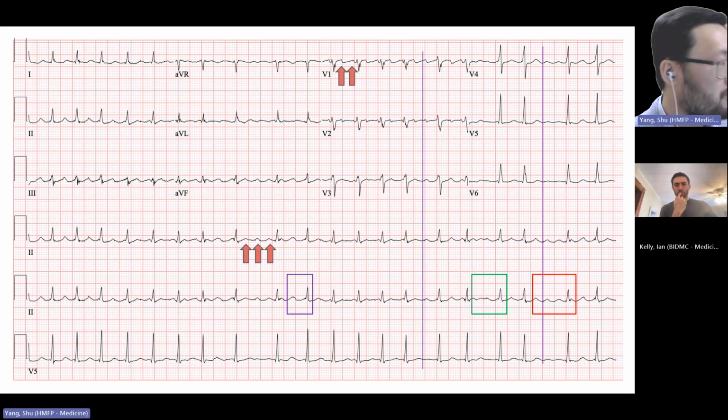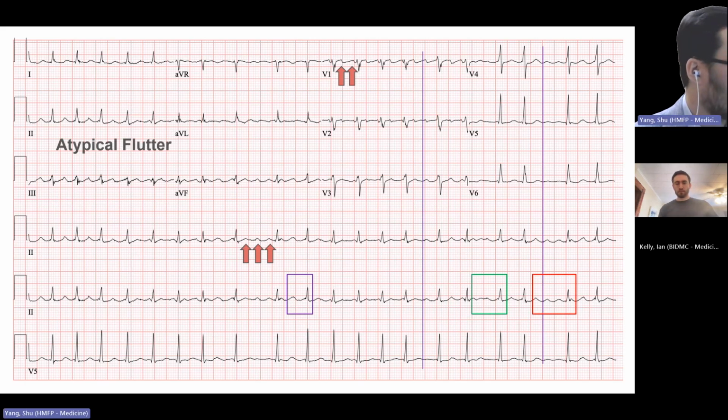And of course, there are narrow QRS complexes throughout, and we did do a full read, but there's really not too much to remark apart from some low voltages across the precordial leads in the QRS complexes. So in summary, this would be what I would call an atypical flutter, or you might hear me say in a note, this is not necessarily compatible with typical CTI, cavotricuspid isthmus dependent atrial flutter.